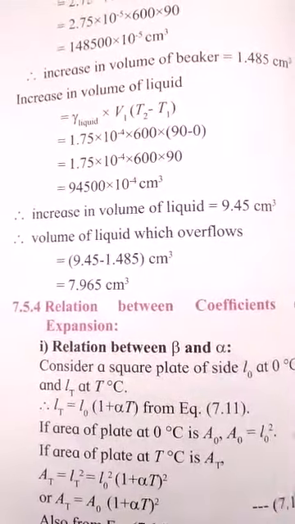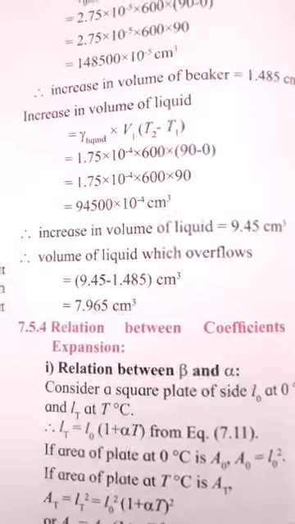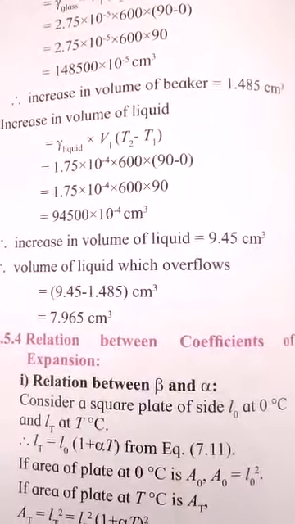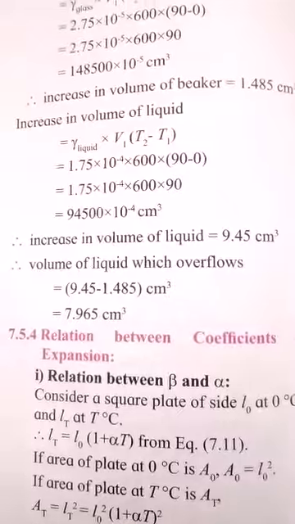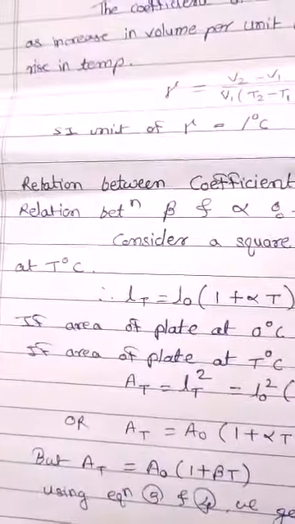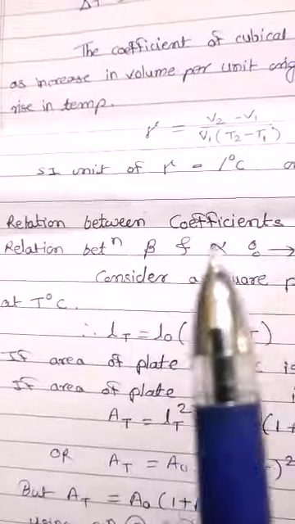Relation between means beta and alpha, and gamma and alpha. So we see two relations here. We already know that alpha, beta and gamma are the coefficients of linear, areal and volume expansion respectively. First we see the relation between beta and alpha.